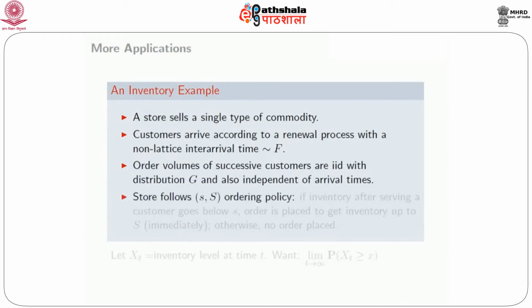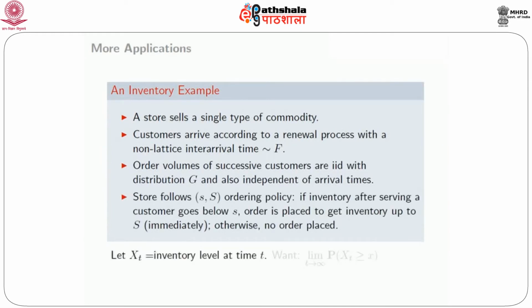Customers arrive according to a renewal process with a non-lattice inter-arrival time distributed as F. That means the times between successive arrivals are IID with distribution F. Order volumes of successive customers are also random and IID with distribution G. And the store follows a very standard ordering policy, denoted little s, capital S. I'll call it the SS ordering policy.